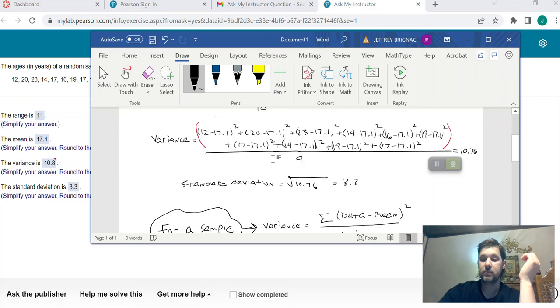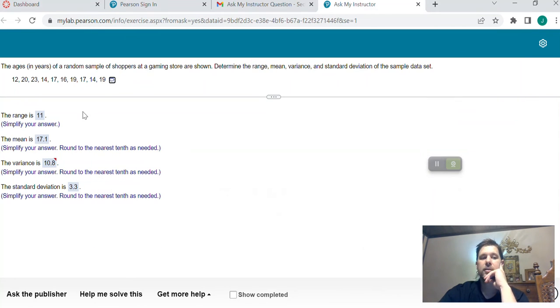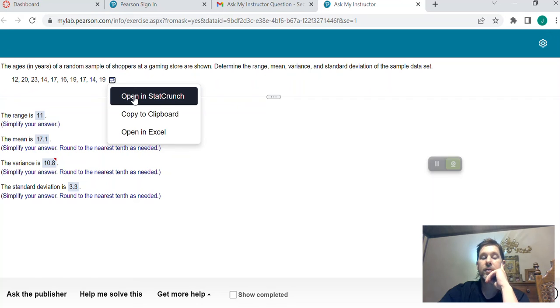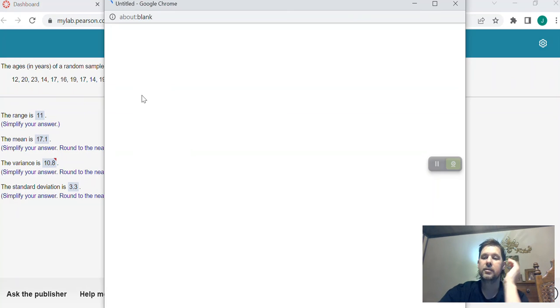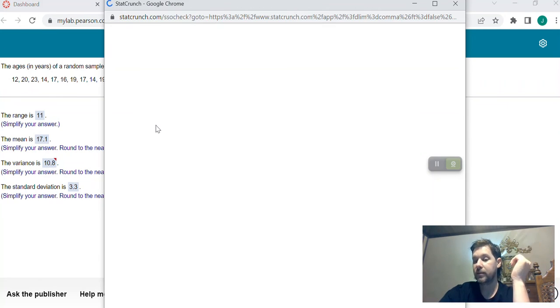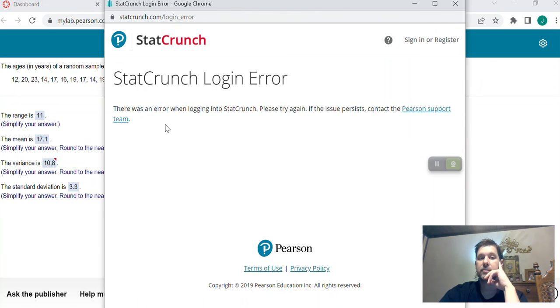Okay, but another way to do it is this, because I did this by hand, and I want everybody to know how to do it by hand, but it's very tedious, so I will do this. I'll open the data set in StatCrunch. StatCrunch comes with my MATLAB, makes a lot of the calculations.